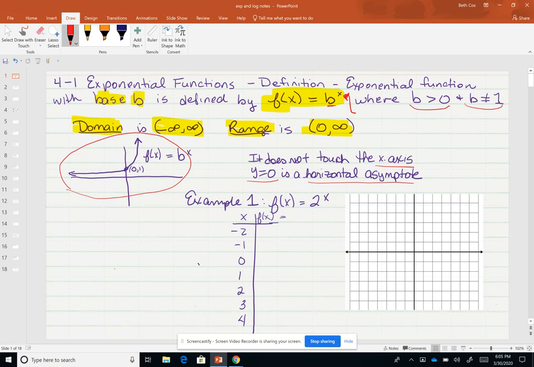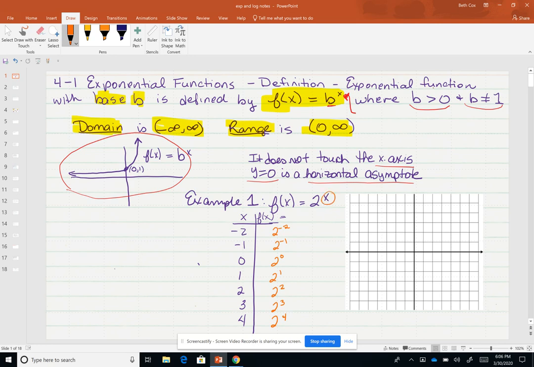So we're just going to graph one. We're going to do 2 to the x. We're going to graph this real quickly. And so we have 2 to the -2, 2 to the -1, 2 to the 0, 2 to the 1, 2 to the 2, 2 to the 3, and 2 to the 4, because we can plug in any number into our variable, and our variable is an x.